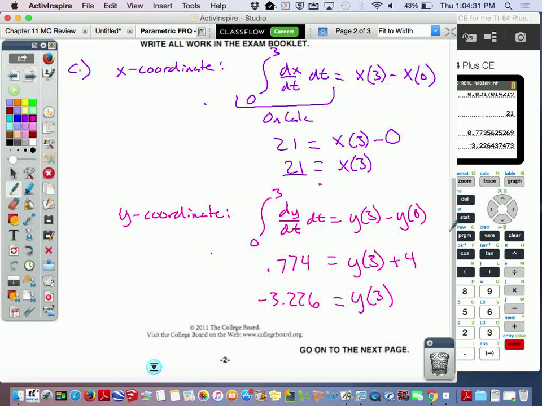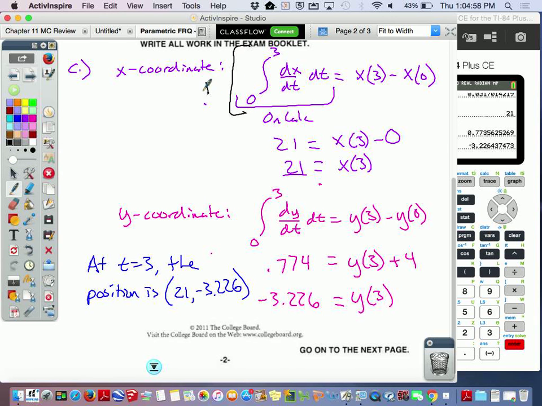So our point, you can say at t equals 3, the position is 21 comma negative 3.226. This is a 4-point question. So here's where the points come from. Setting up the integral for each coordinate is a point, and then actually getting each of these is the other point. So that's the 4 points. So all in, now we're at 7 points for this problem.